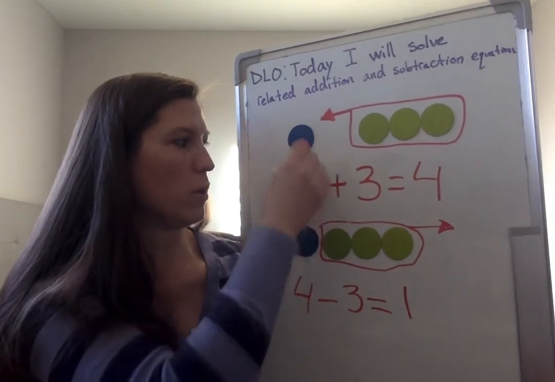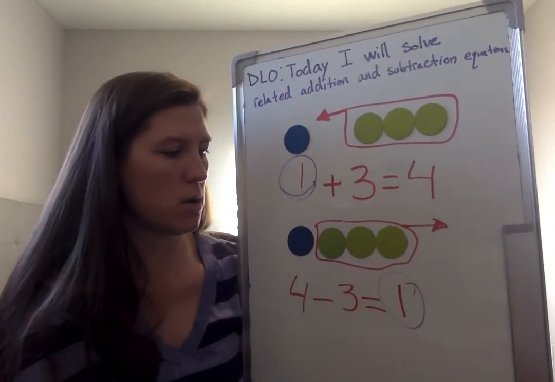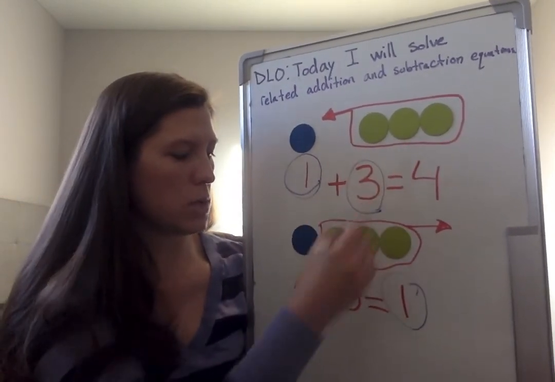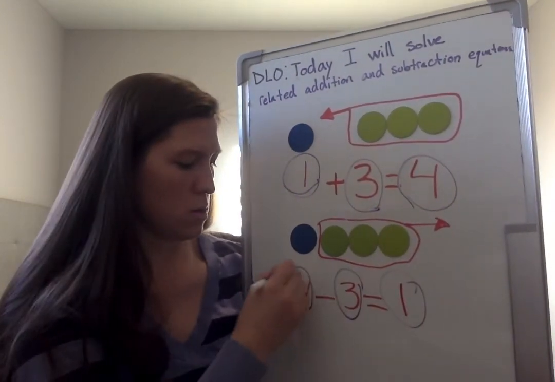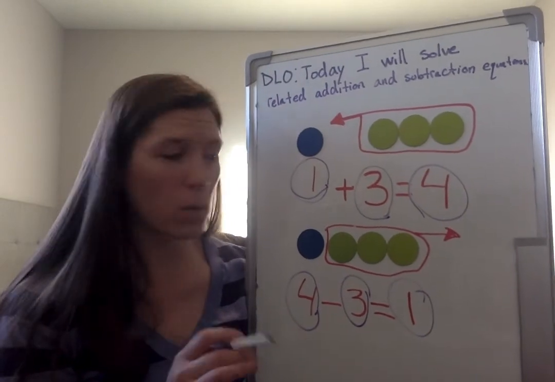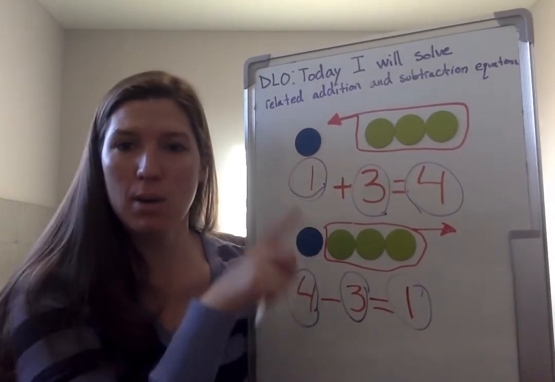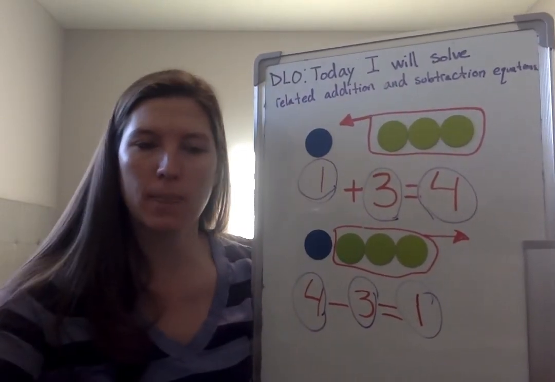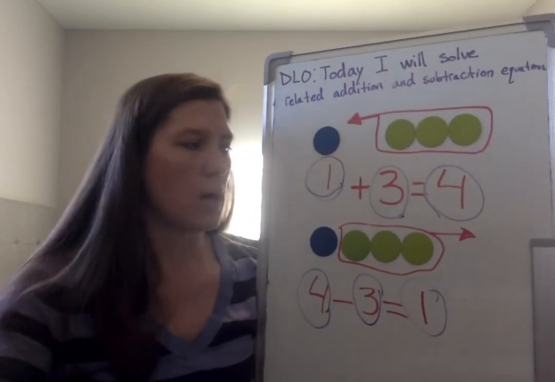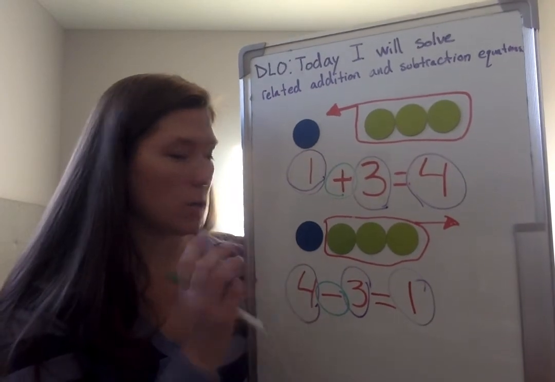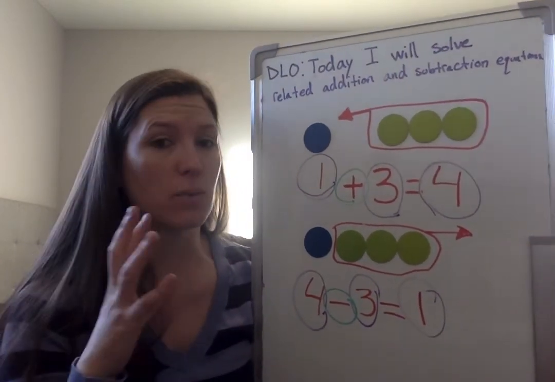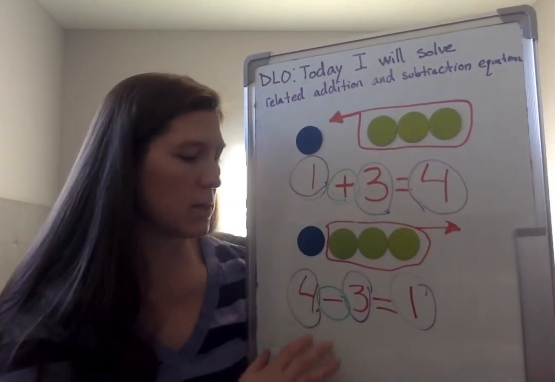We have the number 1 and 1, 3 and 3, 4 and 4. They are related equations because I have the same numbers in each equation. And I have a plus up here and a minus down here. So that helps us understand that it's a related equation. We're adding up here and taking away.